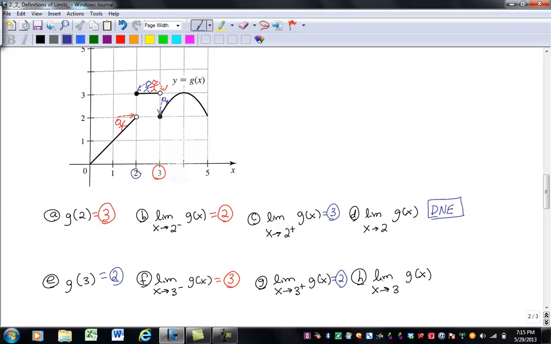Well, the last one, H, says, what's the overall limit as x approaches 3? The left and the right-hand sides were different, so this one does not exist as well.